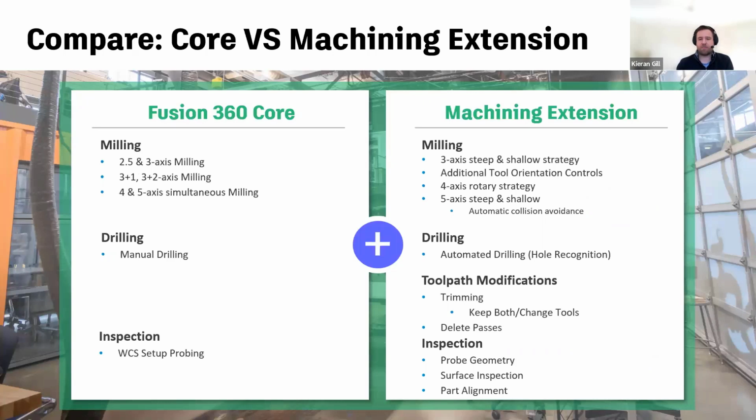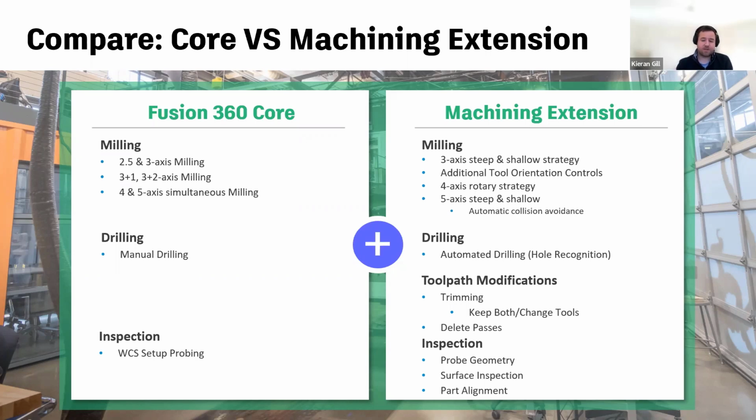So let's jump into the core offering, and that found in the machining extension. On the left-hand side, you'll see the current functionality in the core offering. And you'll see on the right-hand side, the machining extension functionality. Now, a number of my colleagues, including myself, have done a number of webinars already that some of you may have already attended. So we've covered things like 3- and 5-axis strategies, 4-axis rotary strategies, some various drilling and automated drilling tips and techniques.